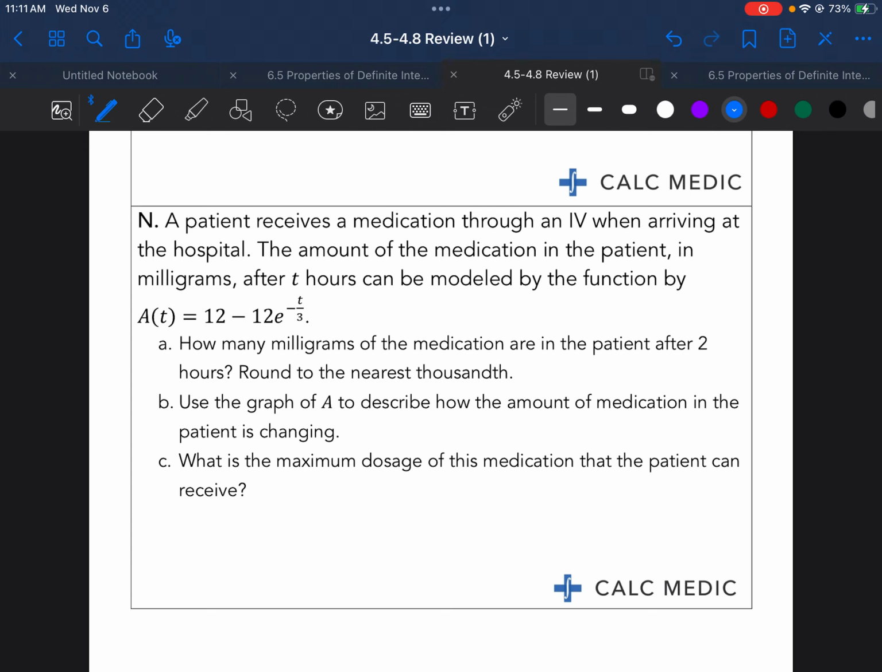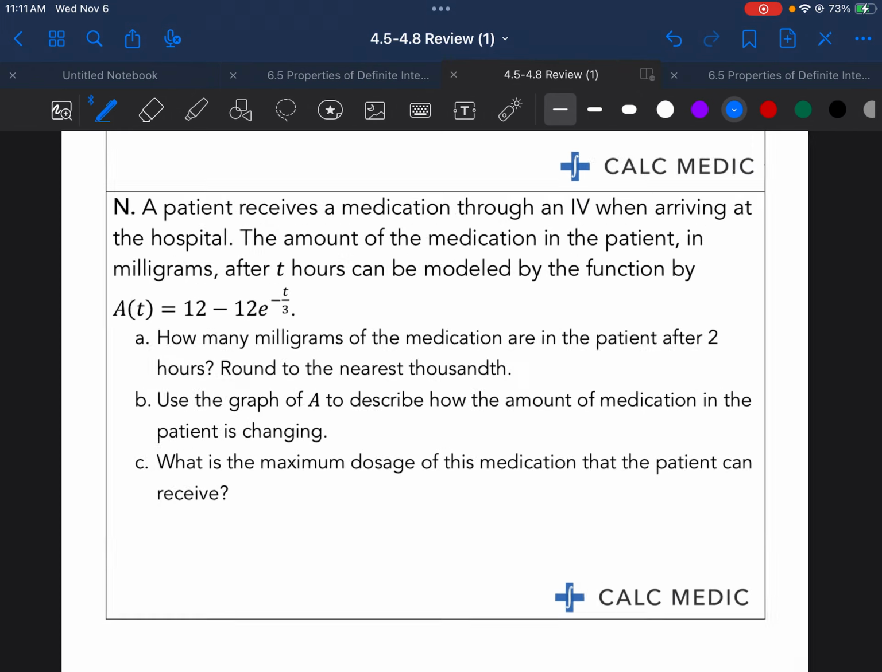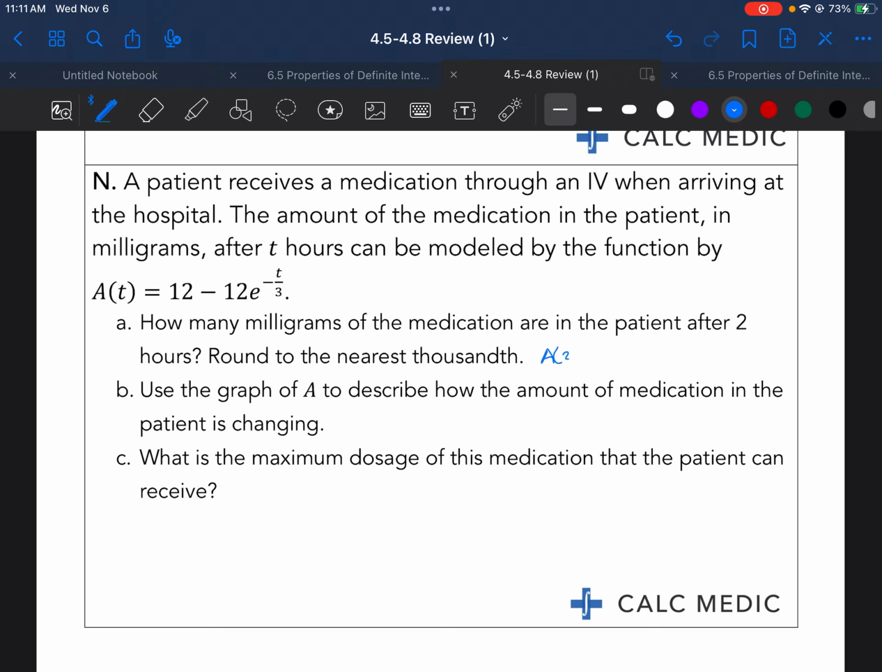So 12 minus 12e to the negative 2/3 power. I'm getting 5.839. So A of 2, plugging 2 into the function, I got 5.839 milligrams. All right, part B, use the graph of A to describe how the amount of medication in the patient is changing. So let's graph it. And you can graph it in Desmos.